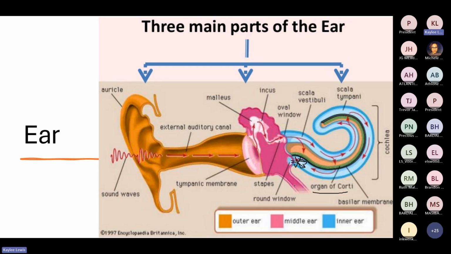And then we have the eustachian tube, which basically connects our ear to the back of our throat, and that's there to equalize the pressure in our ear. Okay, so that's the basic structure of the ear.